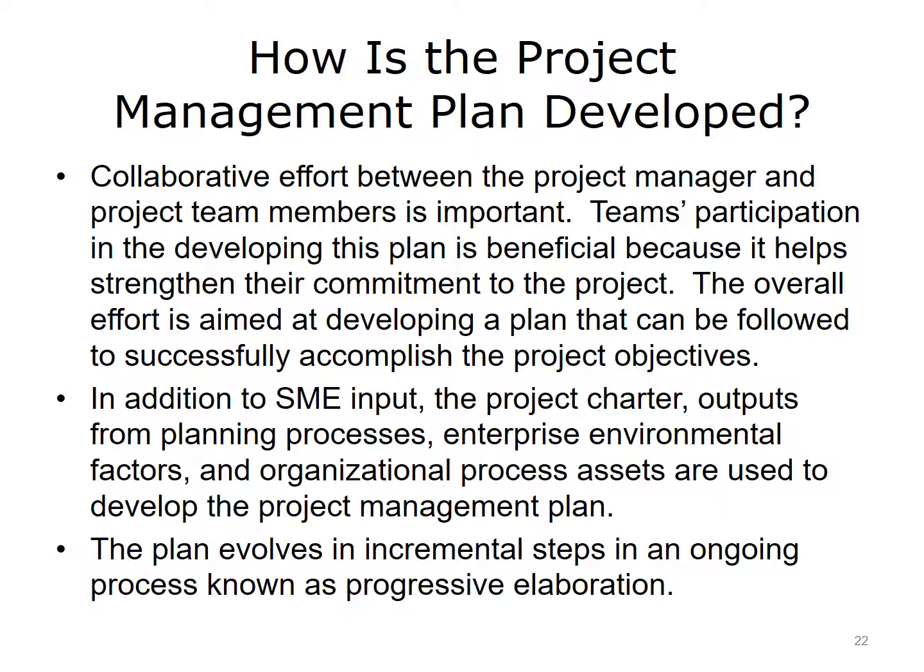In addition to subject matter expert input, the project charter, outputs from the planning processes, organizational process assets, and environmental factors are often key information when developing the project management plan. Organizational process assets include rules and policies, such as organizational governance, templates, standards, historical information, and organizational structure. The plan evolves through progressive elaboration. Progressive elaboration is an iterative process whereby the plan is continuously improved by acquiring new and detailed information as the project progresses.